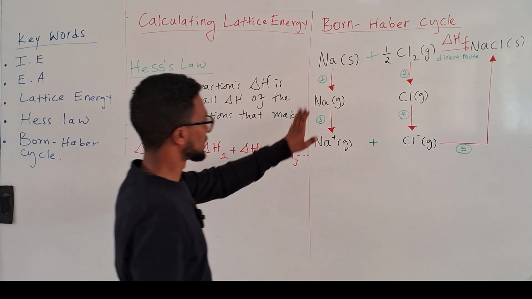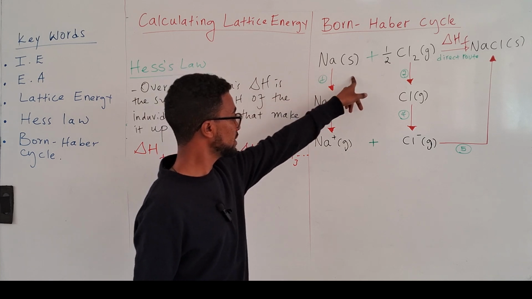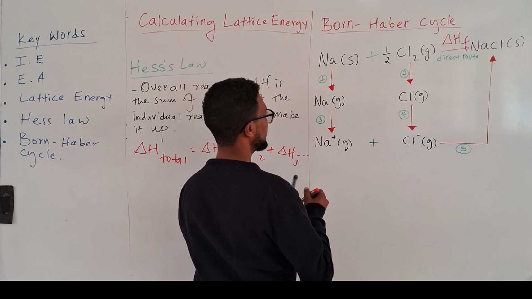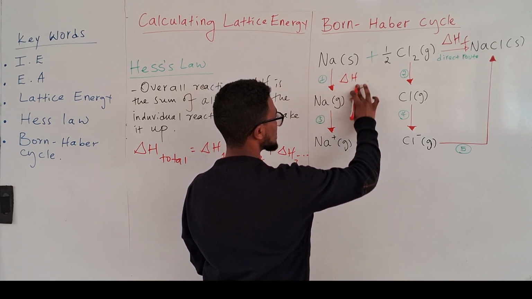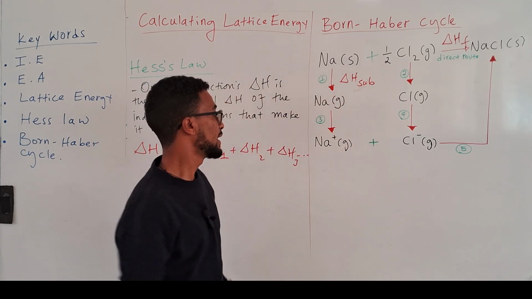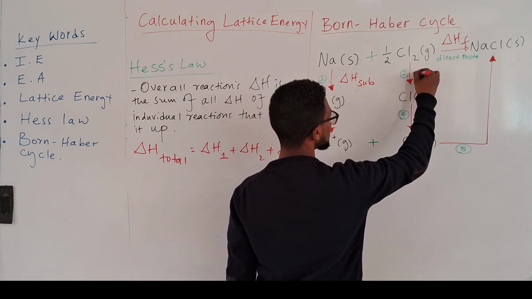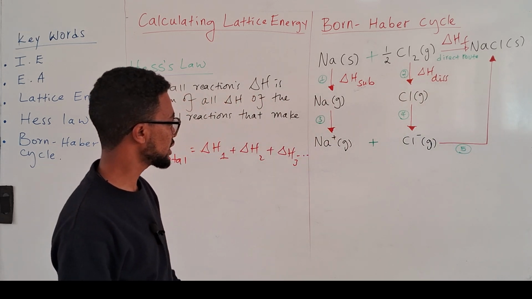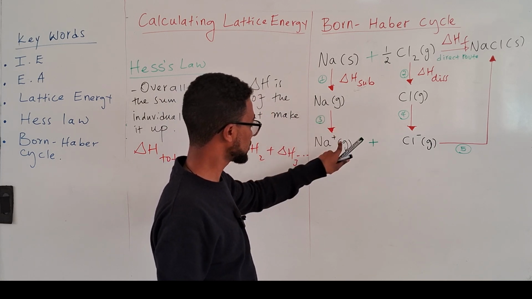Now let's talk about these 5 steps. So what do we have in the first step? This is sodium solid being converted into sodium gas. This is the same as enthalpy change of sublimation. Okay, this is solid changing into gas. And then here we have chlorine molecule being converted into chlorine atom. This is called enthalpy change of dissociation. And then here we have sodium gas being converted into sodium ion, sodium atom to sodium ion.